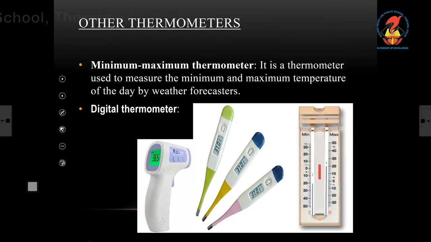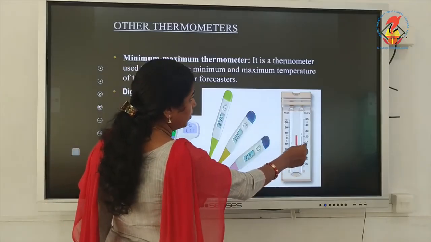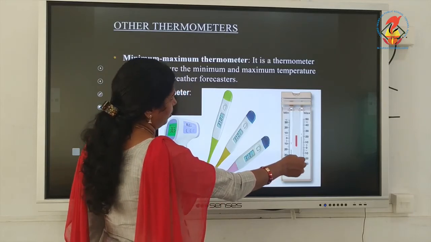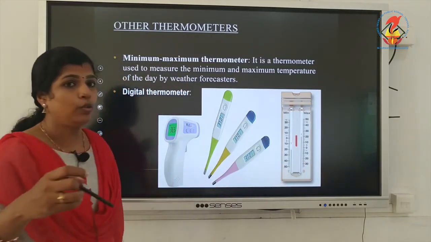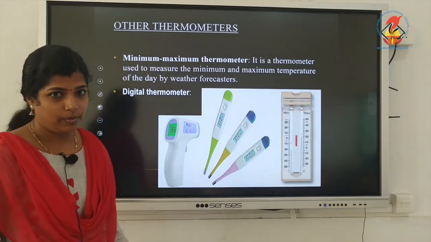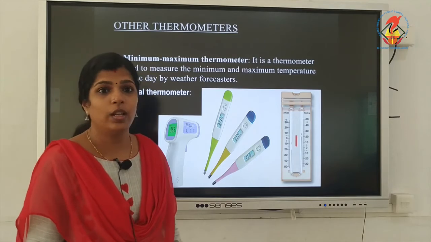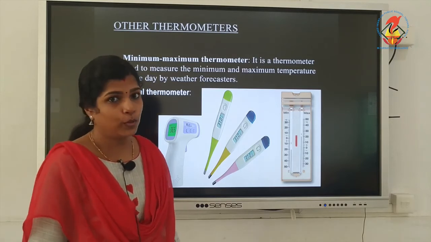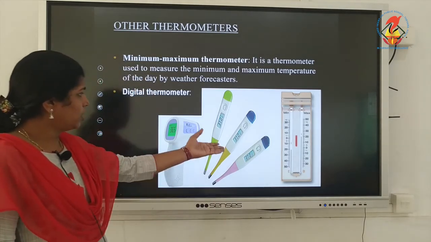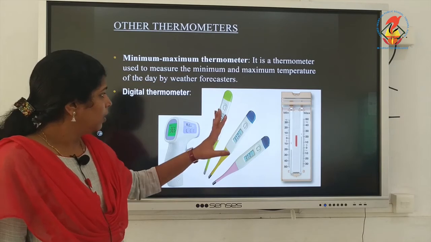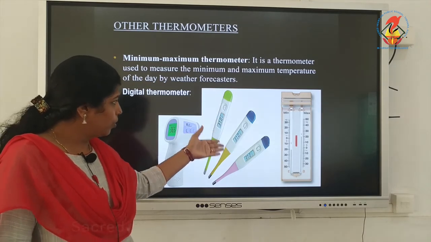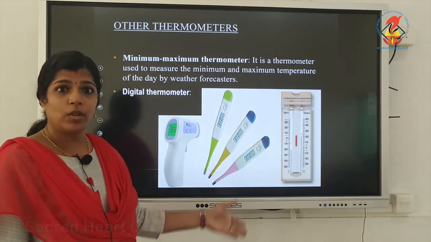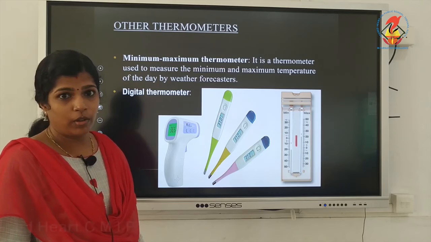The other type of thermometer is the maximum minimum thermometer. Maximum temperature and minimum temperature will be shown here. So, this thermometer is mainly used for weather forecast. Then digital thermometer is there. Nowadays we are using this digital thermometer to measure the temperature of our body.